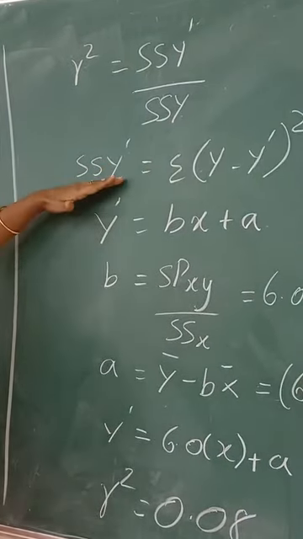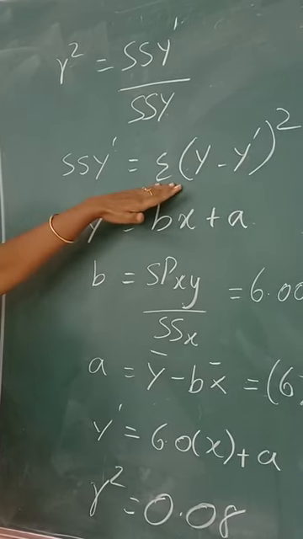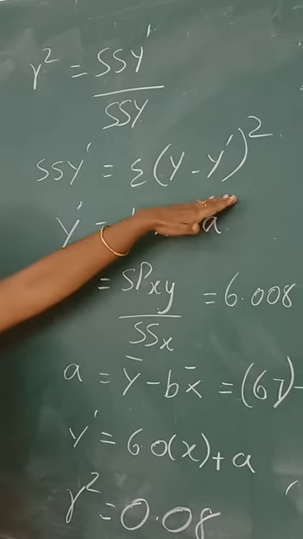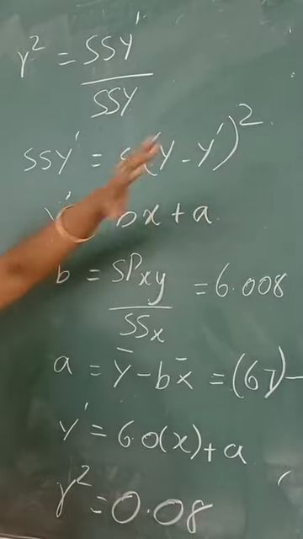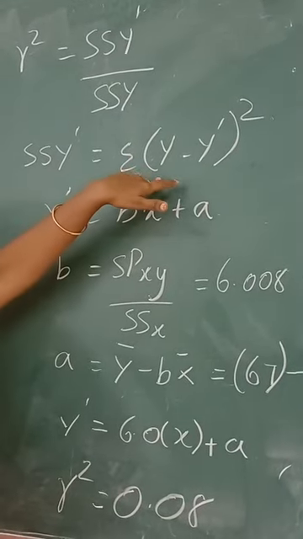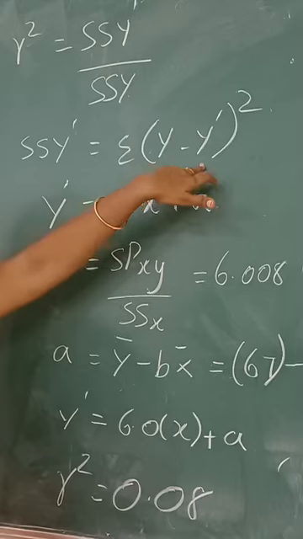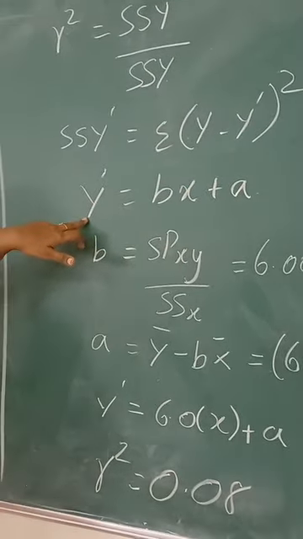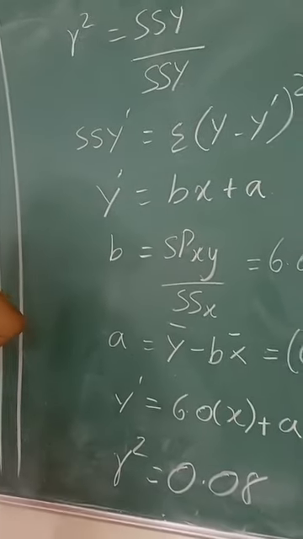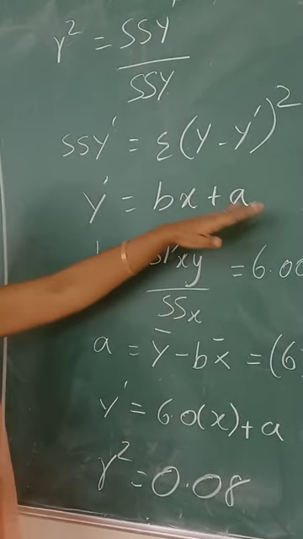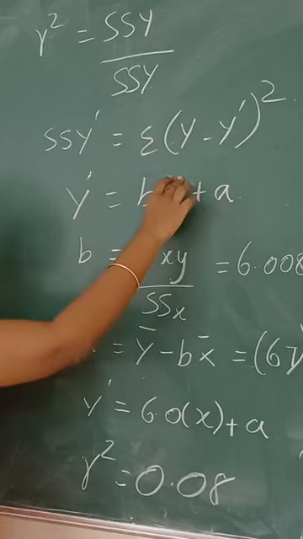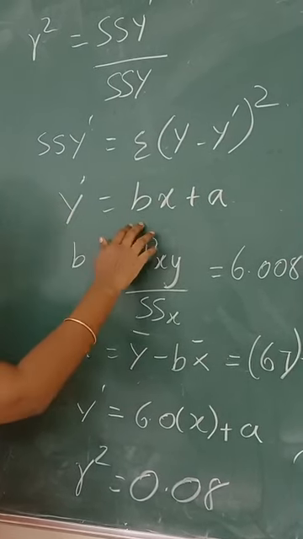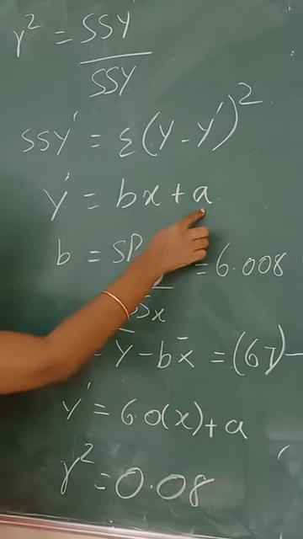For SS of y', we have the formula: summation of (y minus y') the whole square. We usually have a value for y, so we have to find y'. y' is nothing but the regression line equation, bx plus a. We have a value for x, so we have to find what b is and what a is.